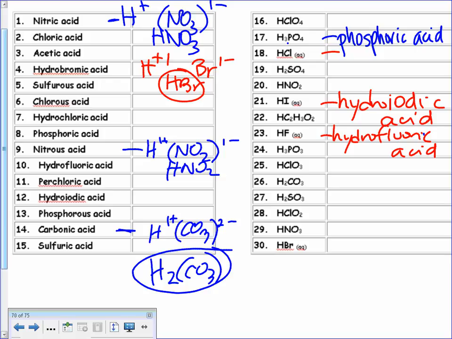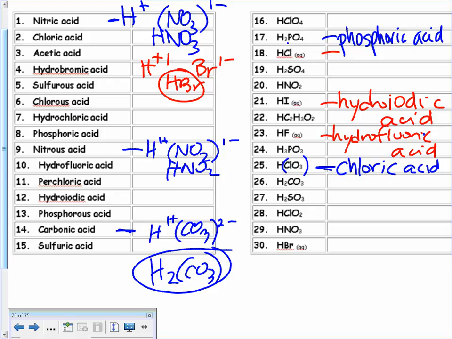Phosphoric acid. How about 25? HClO3. What polyatomic ion do you see in that? Do you see the ClO3? ClO3 is chlorate. Change it. Chloric. That's ic. I ate too much, right? Ic and ate go together. Chloric acid. So chloric acid is HClO3.